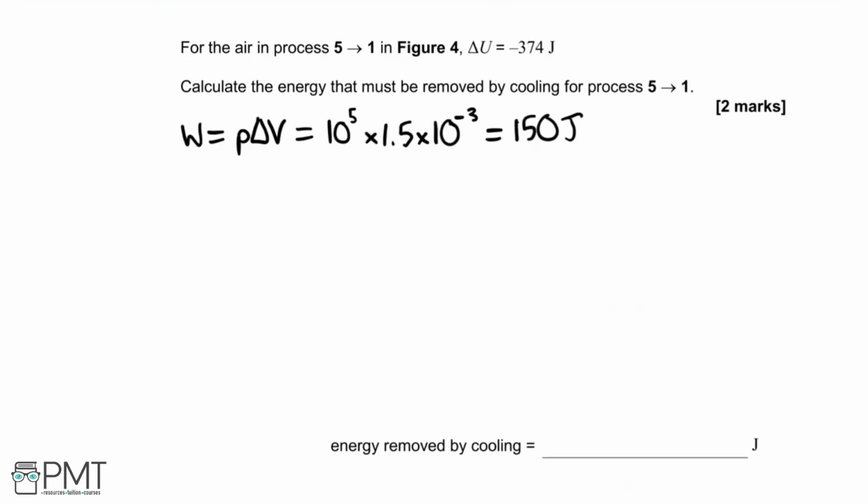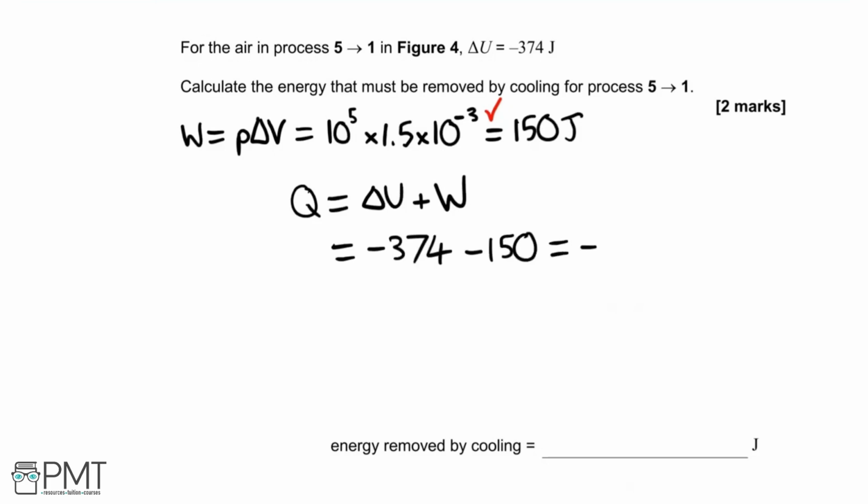So we end up with a value of 150 joules. Your first mark will be for making that calculation. Your second mark will be for using delta U and W to calculate Q. So we'll use the equation that we saw in the last question. So let's substitute in our values. So we end up with a value of minus 524 joules.